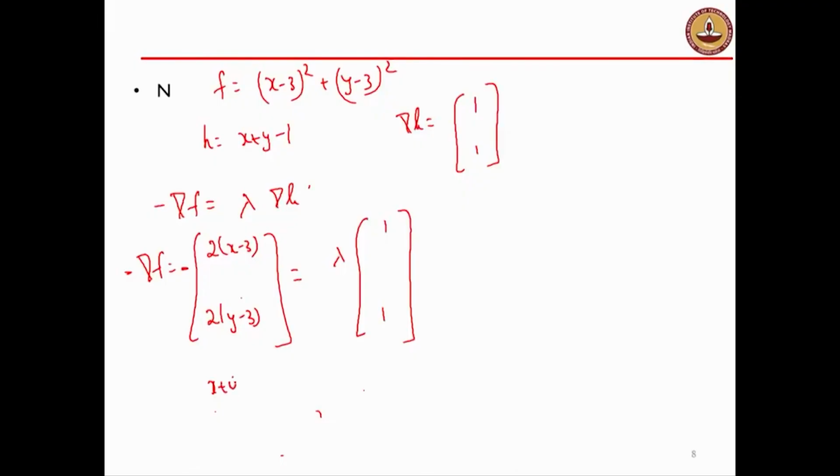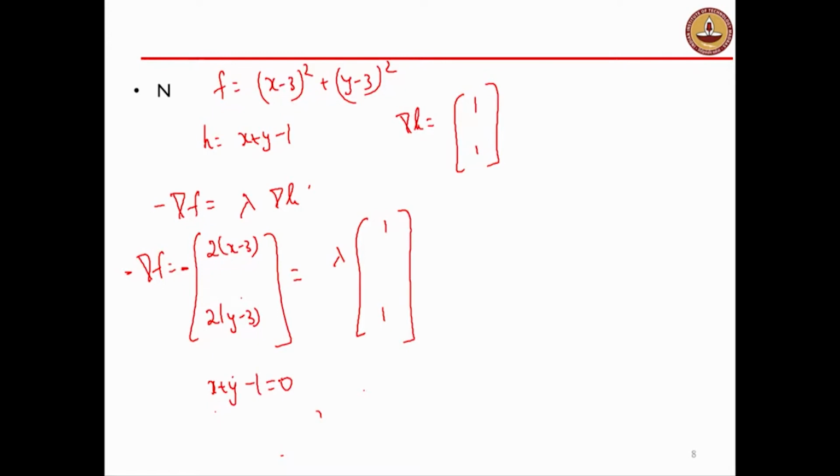Now how many unknowns are there? 3 unknowns. x is an unknown, y is an unknown, lambda is also an unknown. So I have only 2 equations. So I need one more equation. Where is that going to come from? The constraint. Remember, the constraint always has to be satisfied. I cannot choose x and y arbitrarily. x and y have to satisfy the constraint x plus y minus 1 equal to 0.